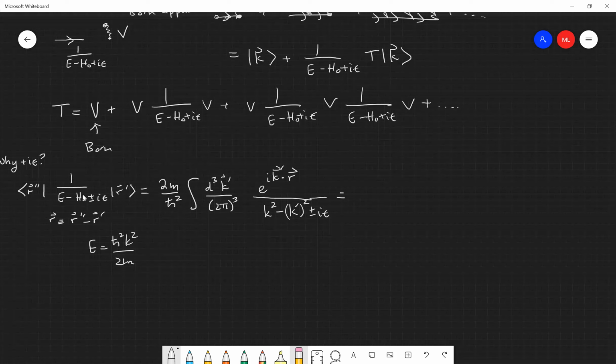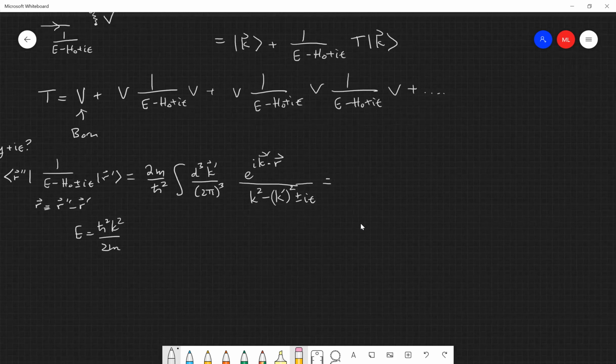Just adding some completenesses here on both sides. And then rewriting this inverse operator in terms of coordinate representation. Again, this is in momentum space, it's really easy because this is a constant and this is also a constant, because in momentum space the kinetic energy is diagonalized. It's just p squared over 2m, or h bar squared k squared over 2m.